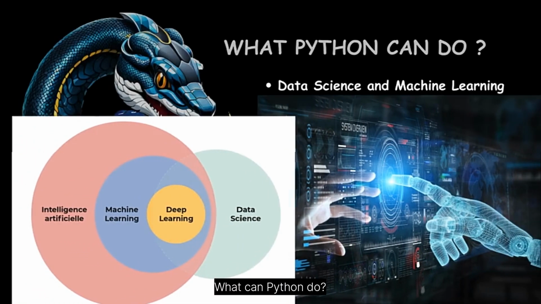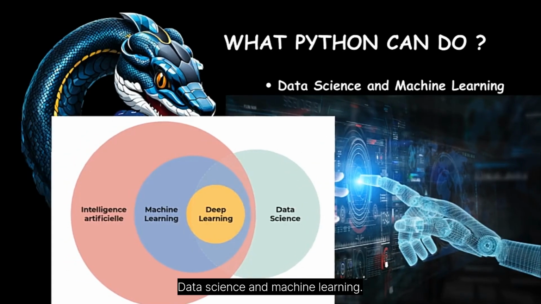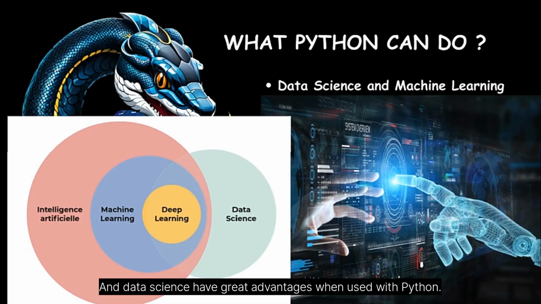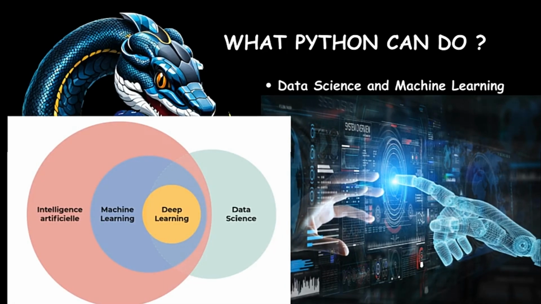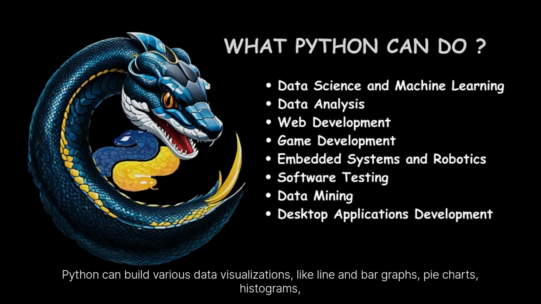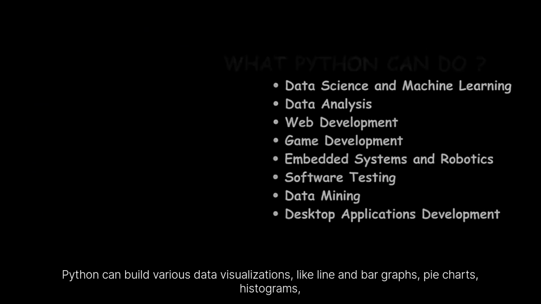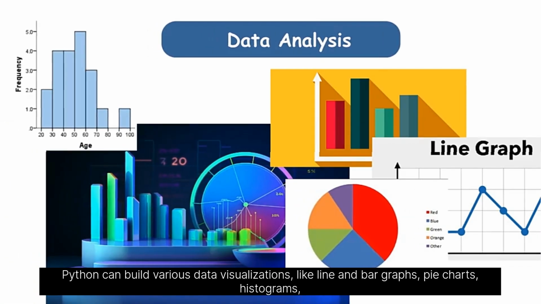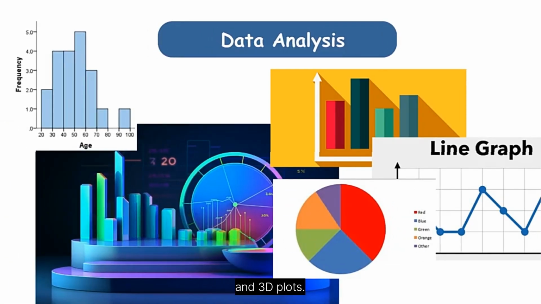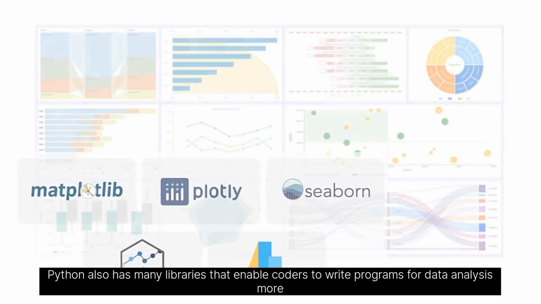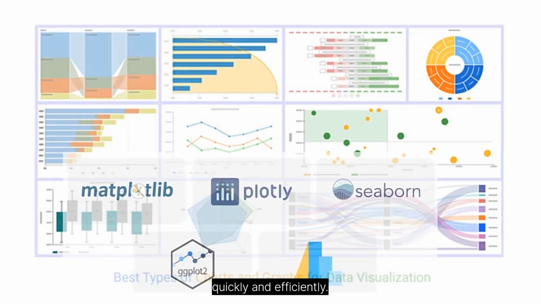What can Python do? Data science and machine learning. Machine learning and data science have great advantages when used with Python. This is because of the extensive libraries built in Python. Data analysis. Python can build various data visualizations, like line and bar graphs, pie charts, histograms, and 3D plots. Python also has many libraries that enable coders to write programs for data analysis more quickly and efficiently.